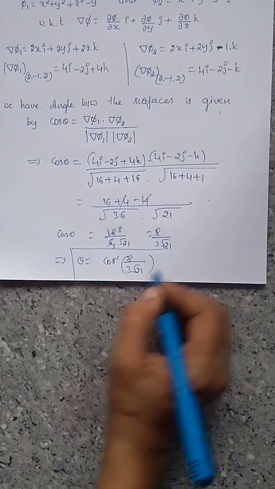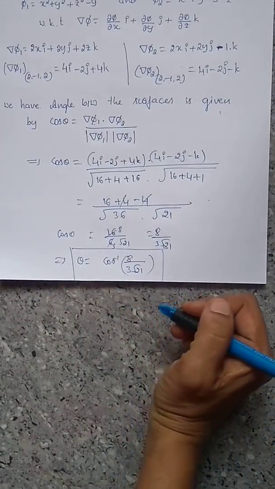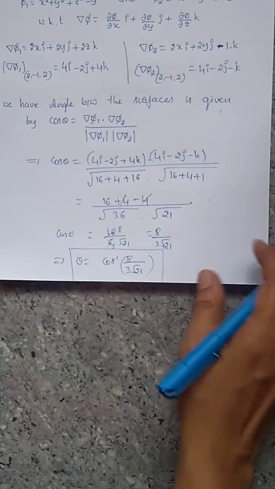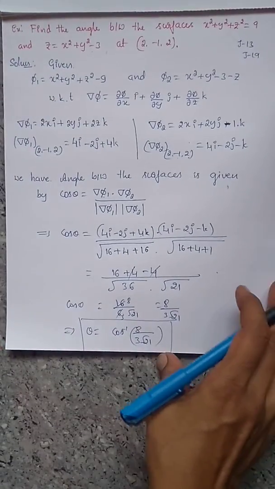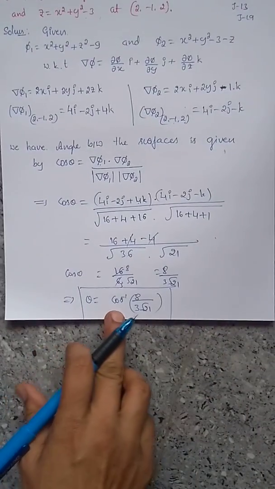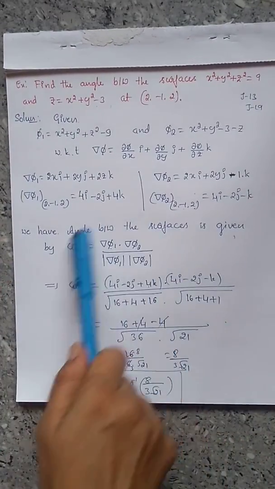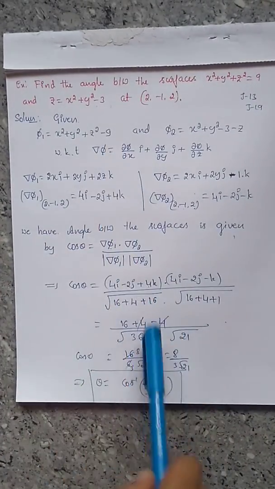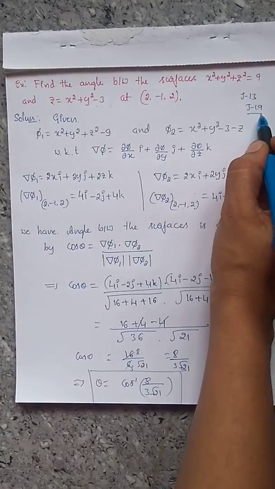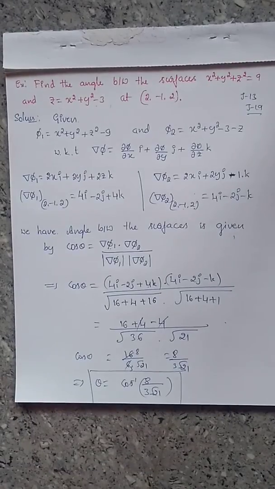Suppose the same question asks you to show that the two surfaces are orthogonal. Orthogonal surfaces means we have to show that the angle theta is equal to pi by 2. This is the concept. The formula is already given in the formula list. This is a very important question from last year's question papers. Okay, thank you.